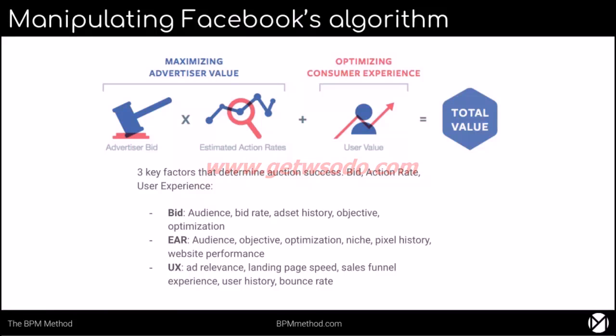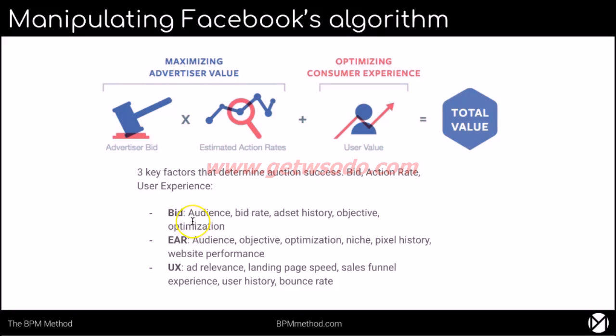Why this is so important is that when we came up with the BPM method models, it just perfectly tied into everything Facebook needs, and this is why it works so well. I want you to understand and take that away. So the Facebook algorithm is based on three key parts: the advertiser bid, the estimated action rate, and the value that the user is experiencing through your advertising in the funnel and things like that.